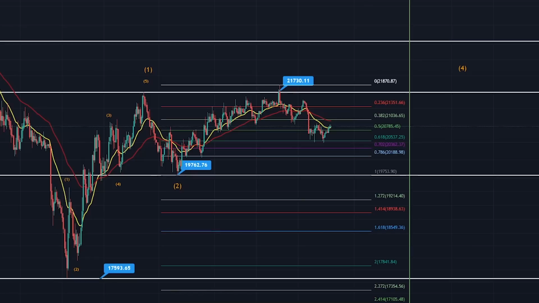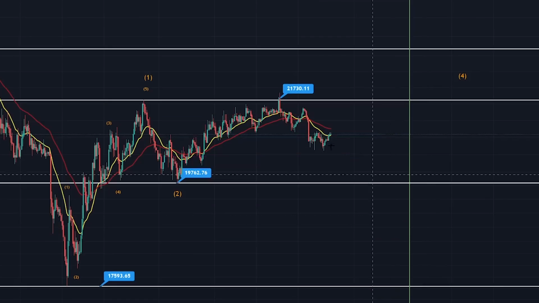And it would indicate that this here is some kind of running flat correction, expanded flat correction. This is an A leg, there's a B leg, and you're looking at this C leg drop like that, okay? So it's really important that Bitcoin holds this one fib at 19753, because if you don't, you're going to start to create a reversal wave to the downside like that, okay?